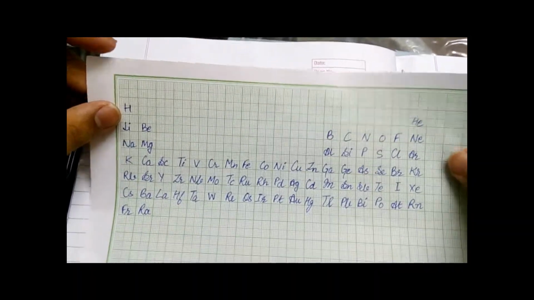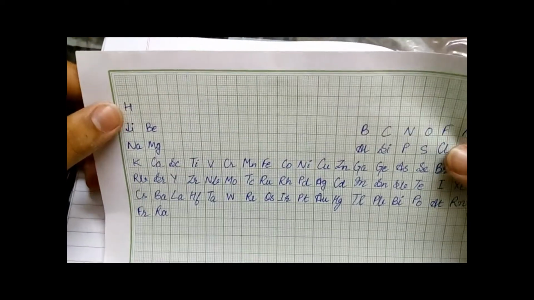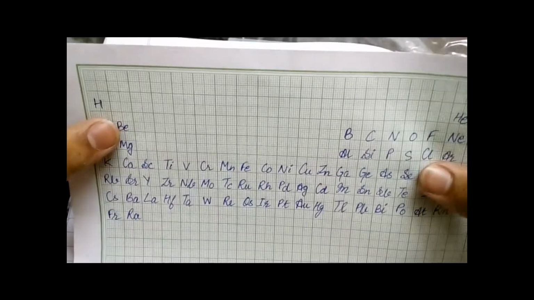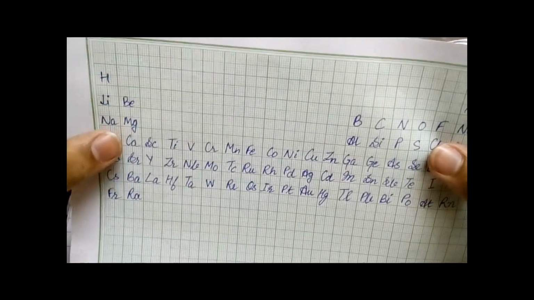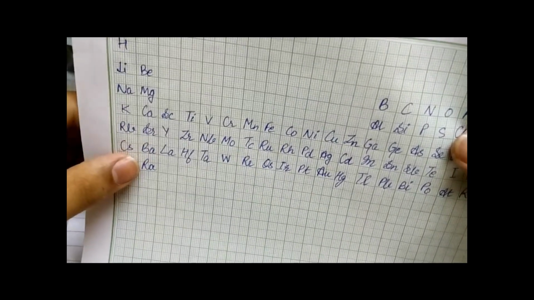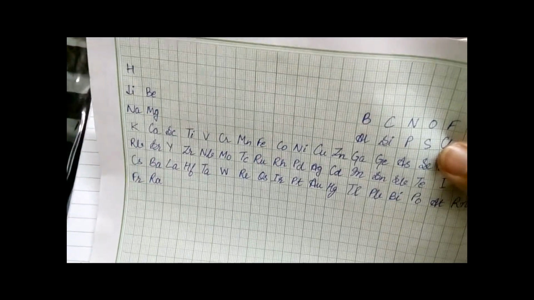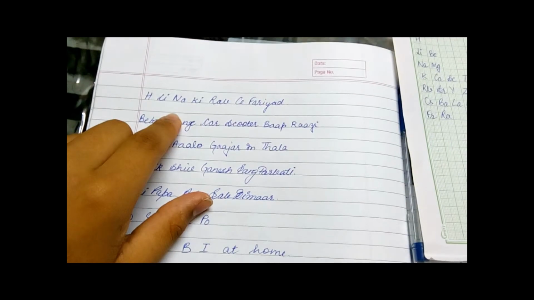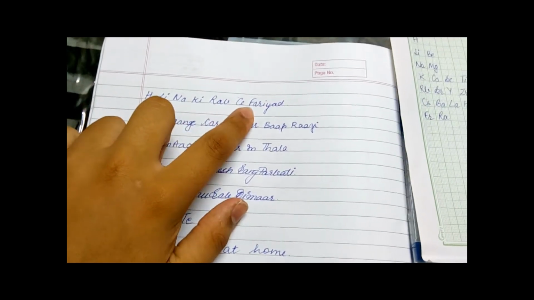So let us start from the S block. The elements are hydrogen, lithium, sodium, potassium, rubidium, cesium and francium, and then we have beryllium, magnesium, calcium, strontium, barium and radium. Now to remember them we have two simple lines which are Helena, which is the name of a girl, ki rab se faryad.